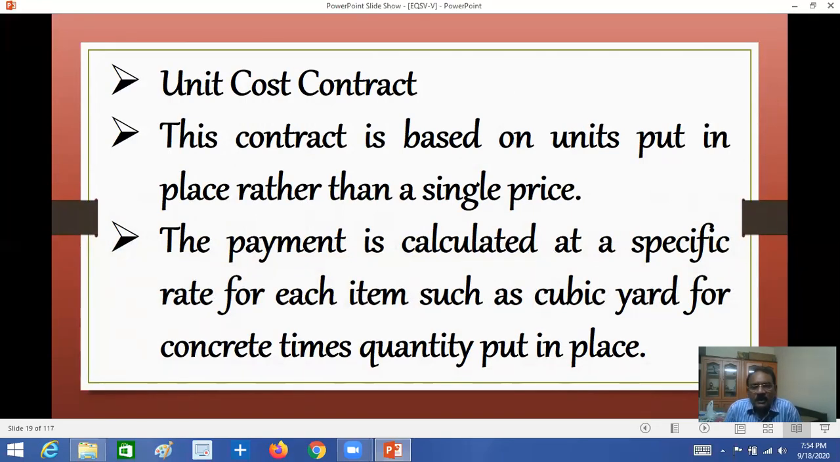What is unit cost? This contract is based on the unit put in place rather than a single price. It is a unit-wise contract. For some people who have only a little budget, according to the budget they will plan this year up to basement or footing level, next year columns, next year brick, like that. After three months or so, whenever they get money, they will plan by unit cost.